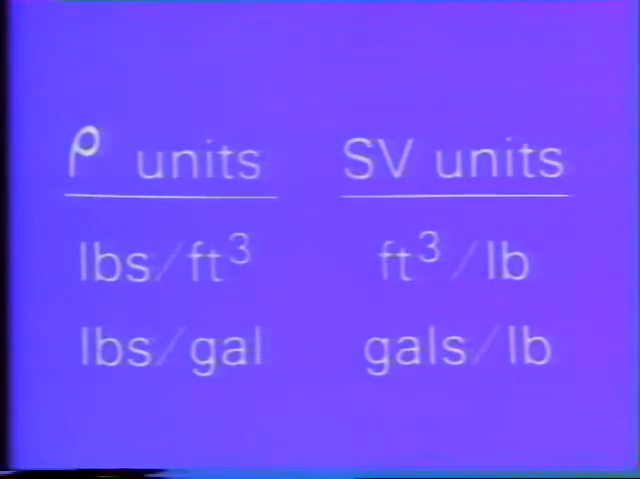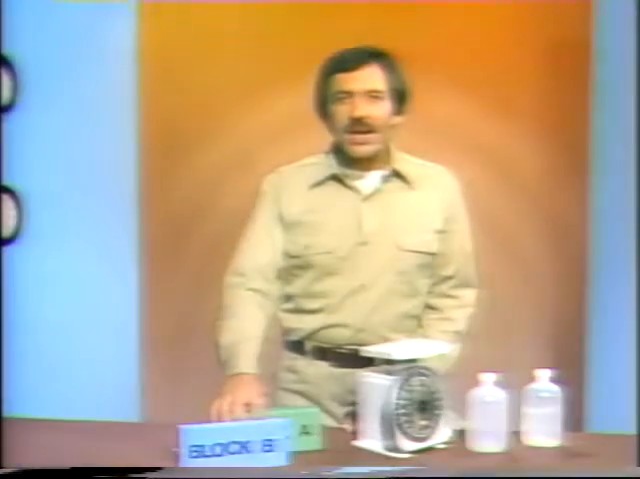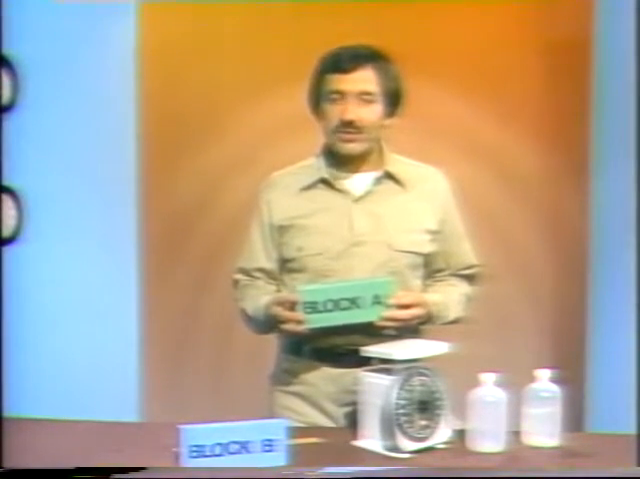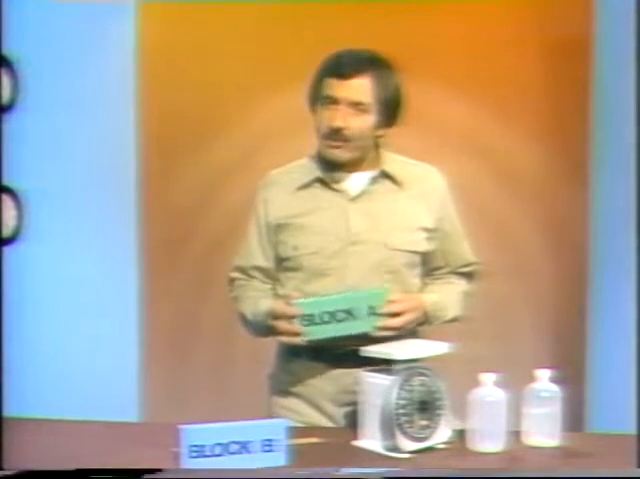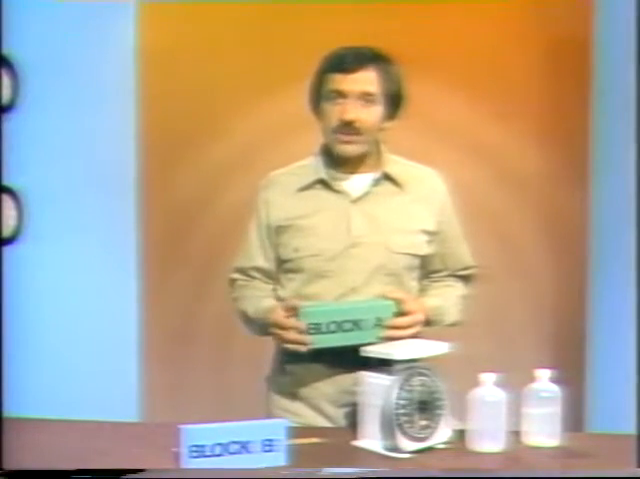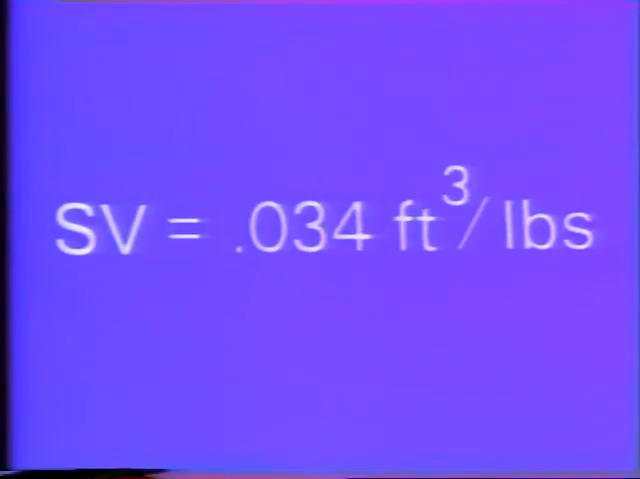To calculate the specific volume of material, you can use the equation specific volume is equal to volume divided by weight, or you can simply figure it out as 1 over the density. Now, in the last segment, we calculated the volume of this block and found that it has a volume of 0.024 cubic feet. If we divide its volume by its weight, which is 0.7 pounds, we get its specific volume in cubic feet per pound. Doing the math, we find that the specific volume of this material is 0.034 cubic feet per pound.